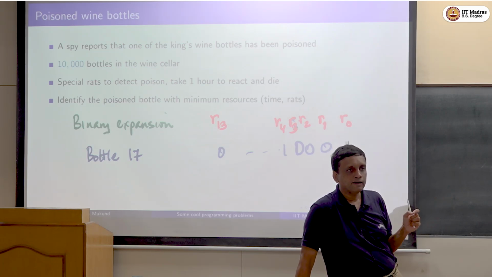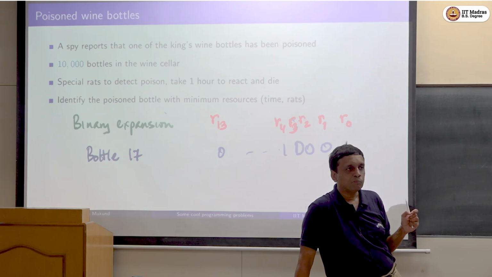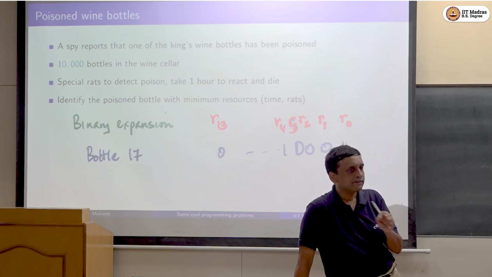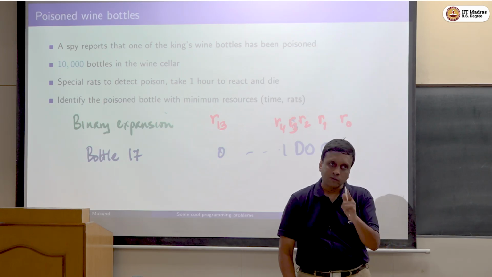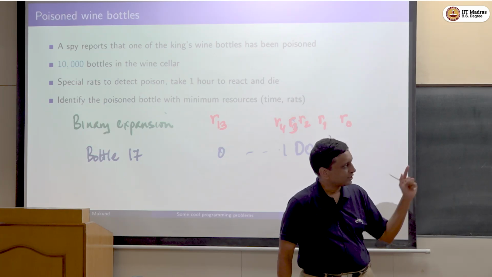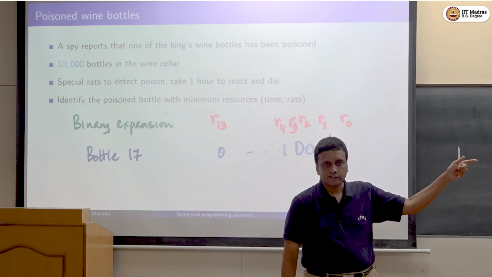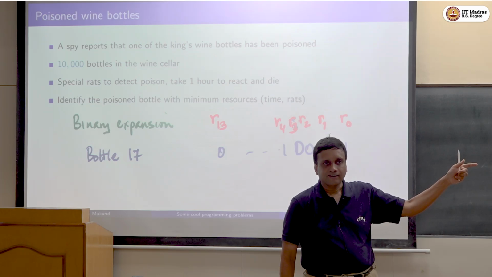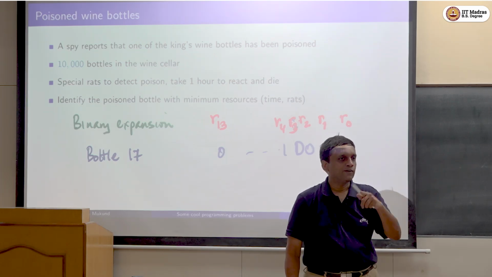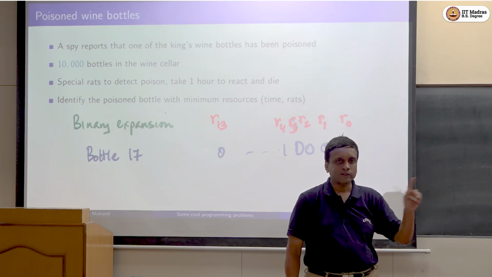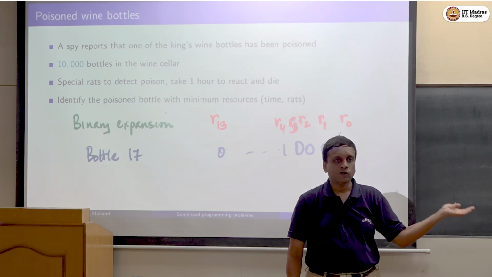Which rat is going to die? More than one. So the rat that gets this bottle is going to die, and that is all those rats which are in the binary expansion of this particular thing. But there is only one bottle which will kill exactly those rats, right? So for example, bottle 1 would also have gone to 0. But if R0 and R4 die, then it is not bottle 1 which is to blame. Right? So by looking at which rats die, you know the ones in the binary expansion of the bottle number. Rest are all 0 because those rats did not die. So you have the bottle number.